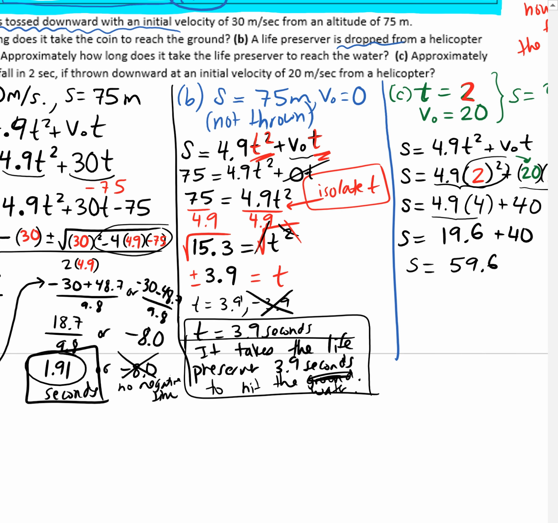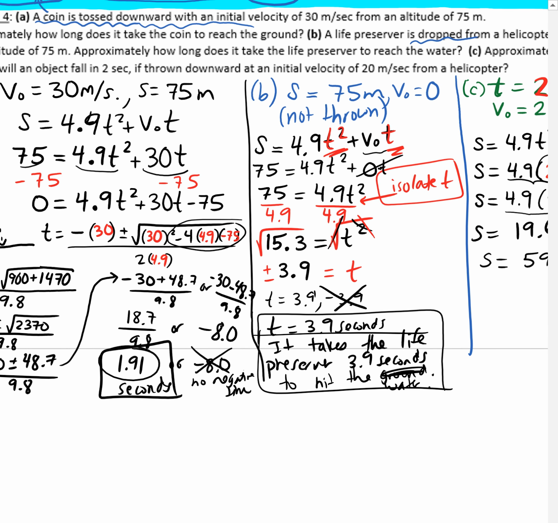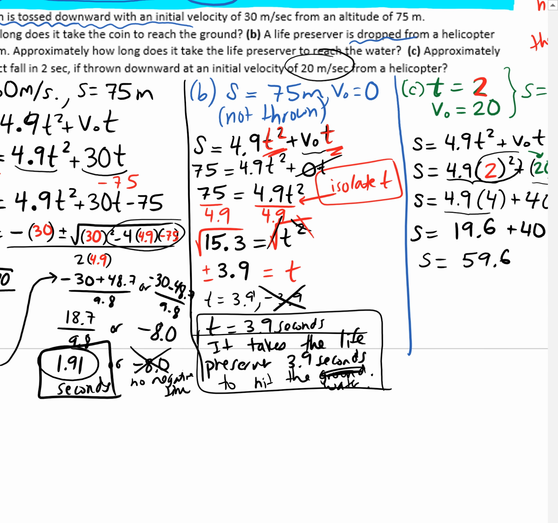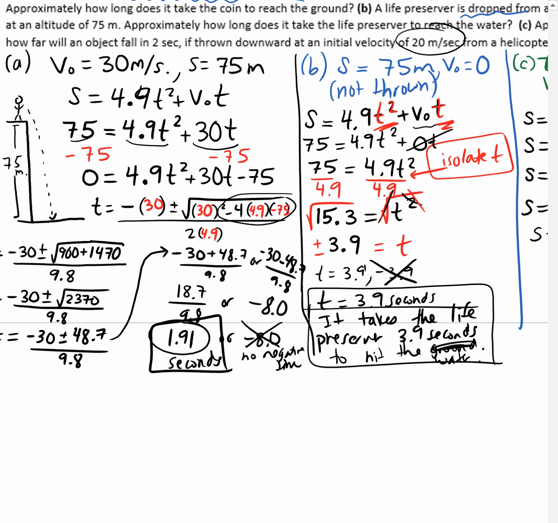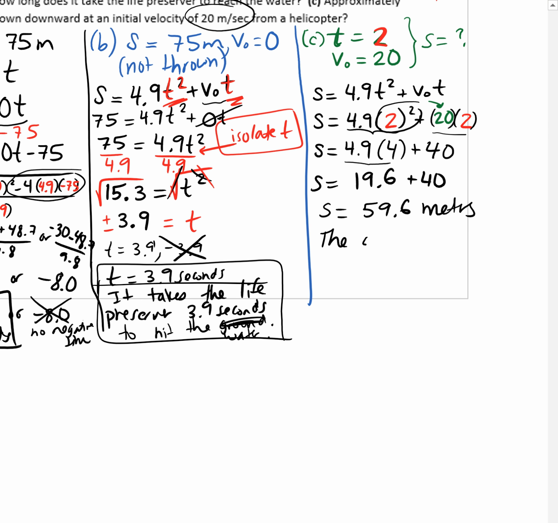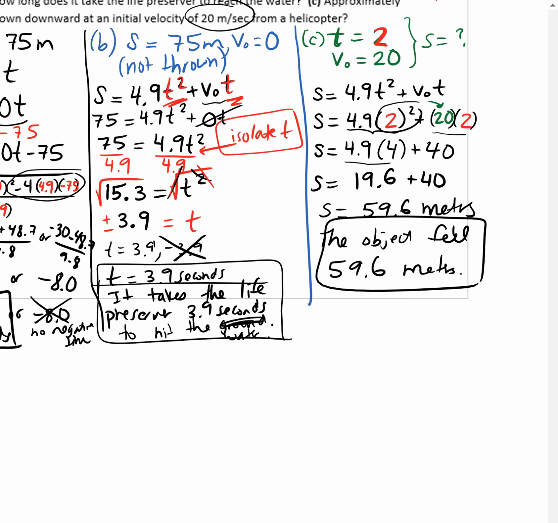And remember, this is how far the thing fell, so I'm going to see what kind of units they were talking about in part C. They were talking about meters, right? Because they said the velocity was 20 meters per second. Okay, so this must be in meters. Okay, that means, what was this object? Oh, it just says object. The object fell 59.6 meters. There we go.